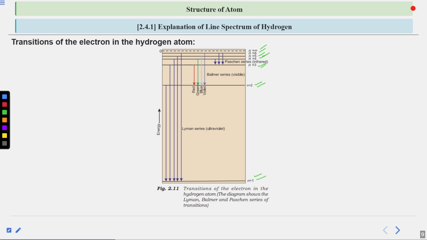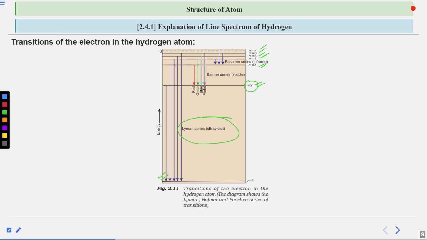So there can be multiple transitions now. Suppose our electron has gone to 2 and it is coming back to 1. That will lead to one line. Suppose our electron has gone to the third state upon excitation. Again, it will come to 1. So the series that we get on coming to 1 is called the Lyman series, and it falls in the ultraviolet region. If the excited electron is coming to n equals 2, then it is the Balmer series, then the Paschen, and so on.